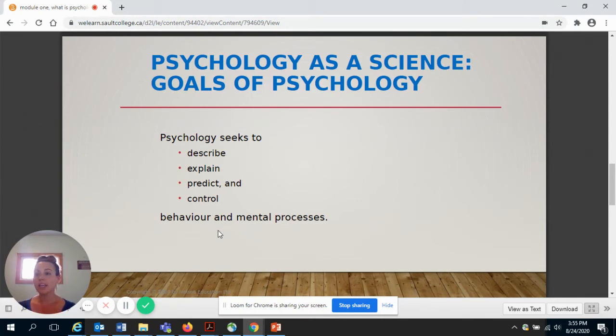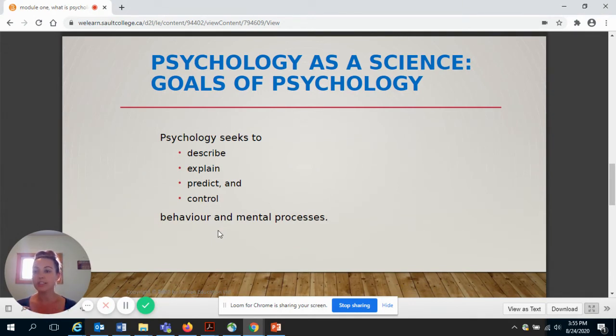Say a psychologist is studying a student that's presenting. The very first thing that a psychologist is going to try to do is just to describe the behavior. There's a student standing in front of the class, they're about to give a presentation, and they're sweating and they're pale and they're clammy, and they might be shaking a little bit.